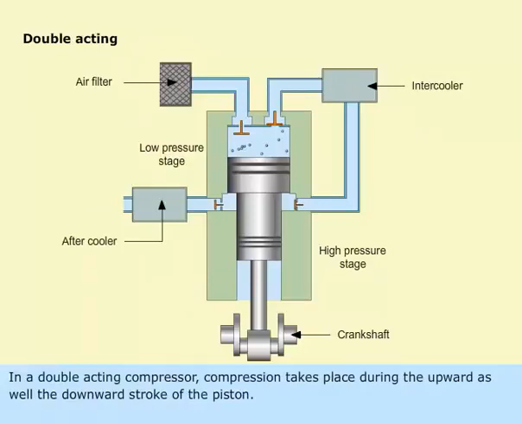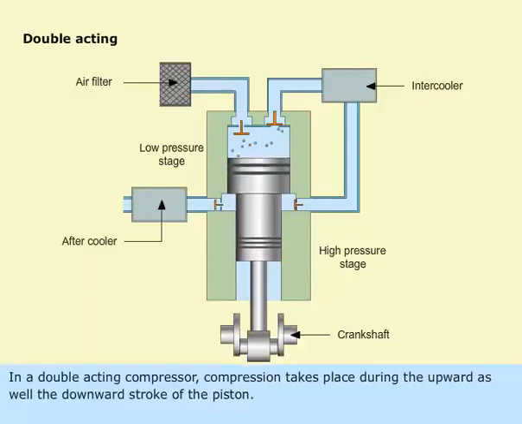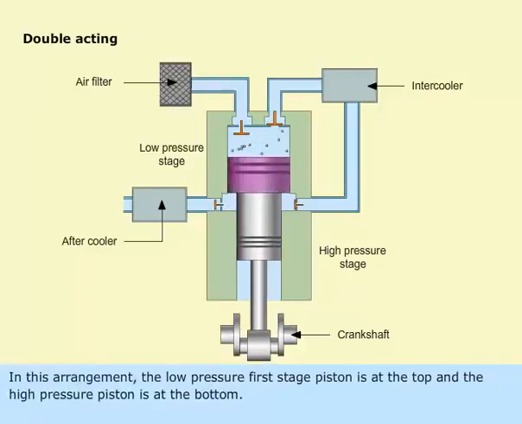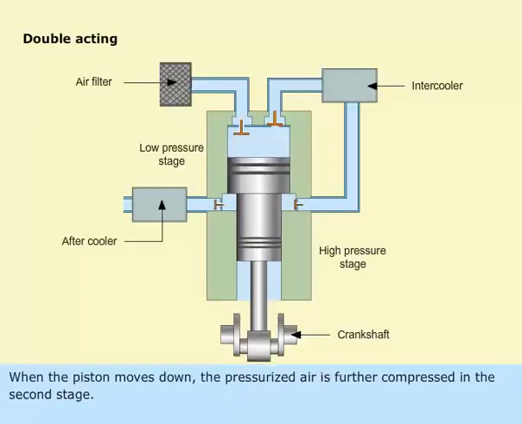In a double-acting compressor, compression takes place during the upward as well as the downward stroke of the piston. In this arrangement, the low-pressure first-stage piston is at the top and the high-pressure piston is at the bottom. In the first stage, as the piston moves up, air is compressed and the compressed air is inducted into the second stage. When the piston moves down, the pressurized air is further compressed in the second stage.